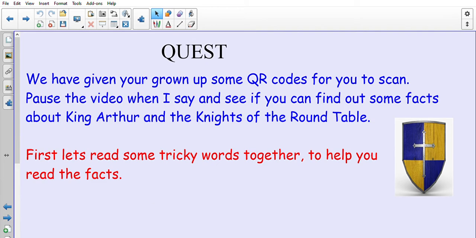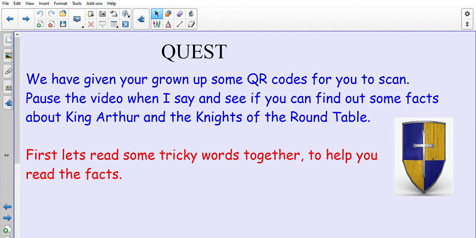So we have a bit of a quest to start with. We have given your grown-ups some QR codes for you to scan. So hopefully you'll have an app on your phone or iPad where you can go and zap the QR code like we've done at school, and it's going to give you a fact for you to read about King Arthur and the Knights of the Round Table. So when I ask you to, I want you to pause the video and go and see if you can find out some facts about King Arthur and the Knights of the Round Table.